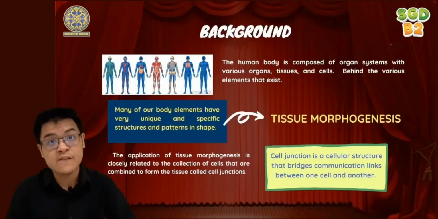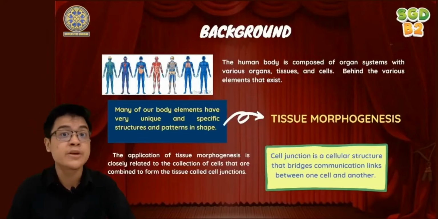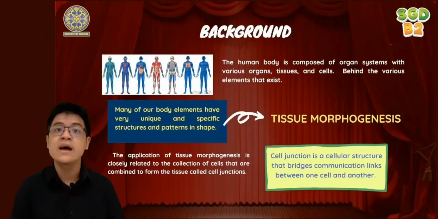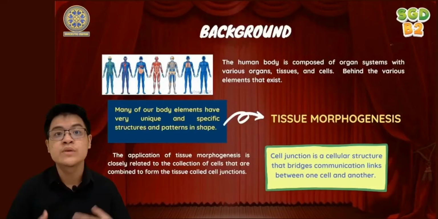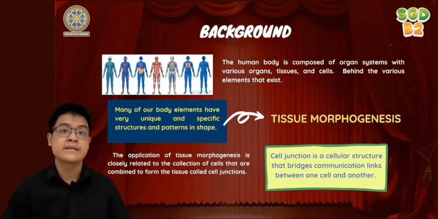Cell junction itself is a cellular structure that bridges communication links between one cell and another. Through it, the various cells in the body will be interconnected and coordinated together to create a strong and good connection that will make up tissues.